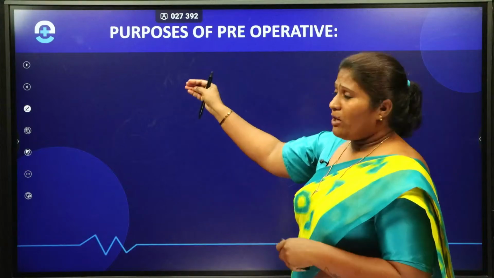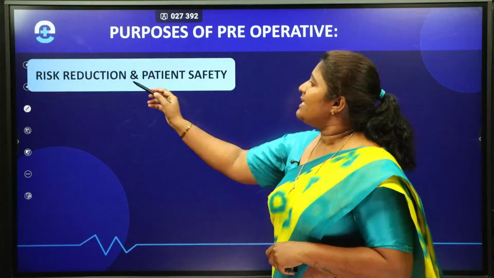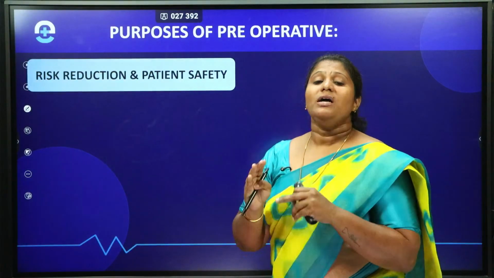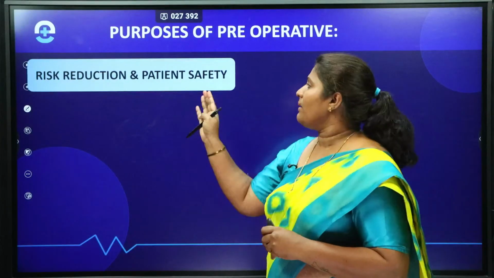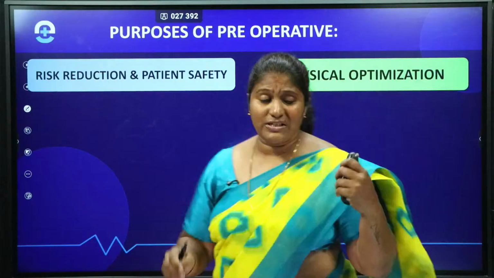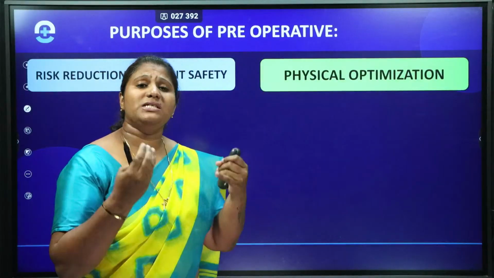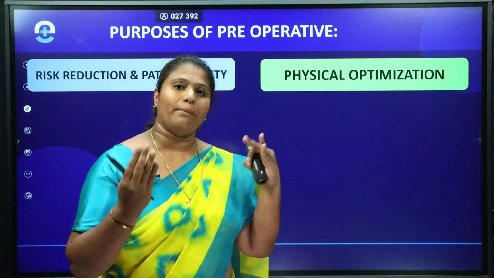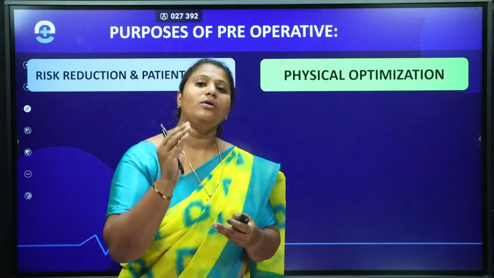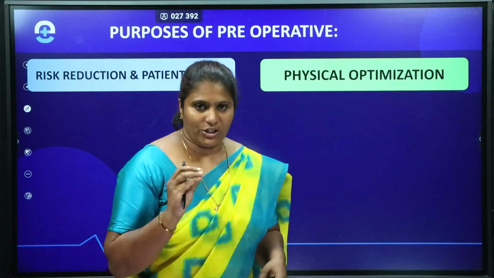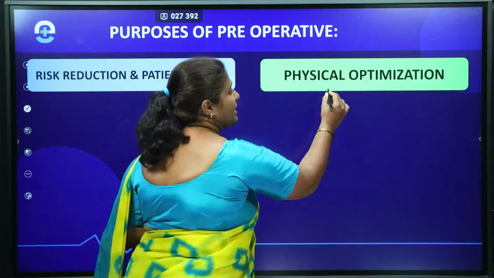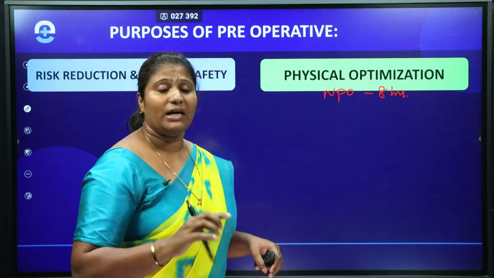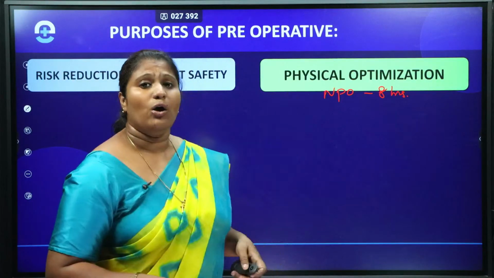Here there are certain purposes of preoperative care. First one is risk reduction or patient safety. Mainly the nursing care has to be given for reduction of risk and patient safety. Second one is physical optimization. We need to see the patient's physical conditions, any medications they are taking, past medications, whatever they were taking before, we need to give to the patient in a small amount, because the patient will be started with NPO before 8 hours. Everything we need to see in physical optimization.